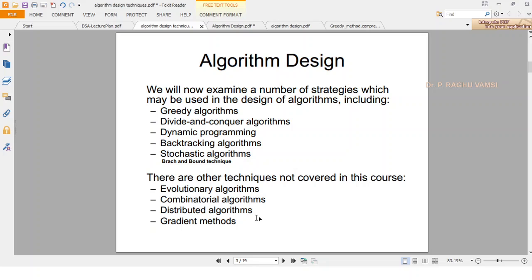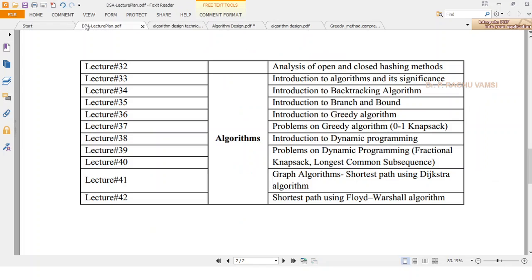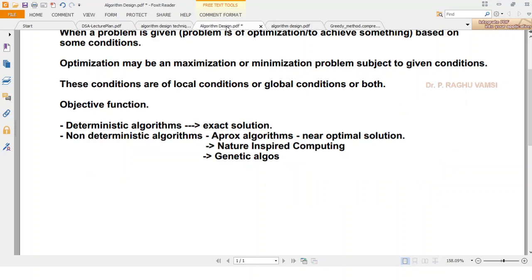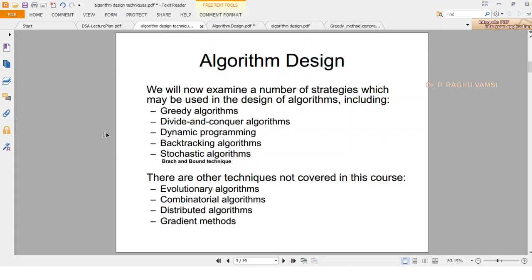So as part of our course, we are going to see the introduction to algorithms and significance, introduction to backtracking algorithms, branch and bound, introduction to greedy algorithms, problems on greedy algorithm, 0-1 knapsack problem, introduction to dynamic programming, problems on dynamic programming. Here, it focuses on branch and bound, backtracking, greedy, and dynamic programming. The remaining techniques were not discussed in our syllabus. However, I will try to cover as many examples as possible.